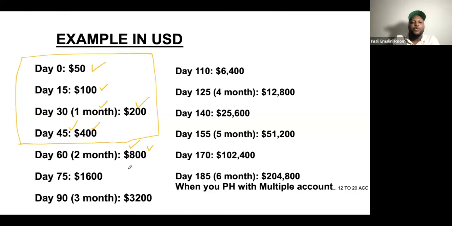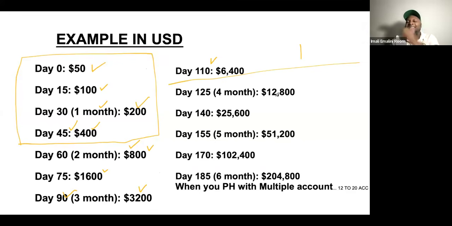Day 75, your $800 becomes $1,600. Day 90, 3 months, your $1,600 becomes $3,200. How about day 110? Can you say you are enough? 100%. Go home.